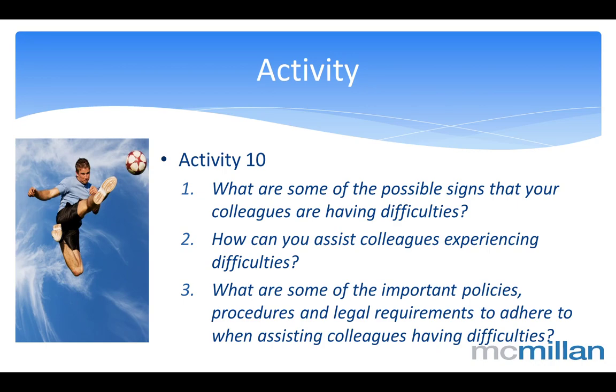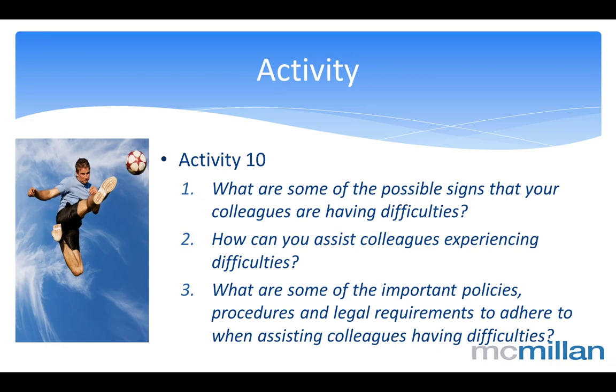So activity 10, what are some of the possible signs that your colleagues are having difficulties? So we've already talked about some of these, but just recap on this in your answers. Some of the possible signs that your colleagues are having difficulties might be things such as underperformance, slowness, asking a lot of questions, a lack of confidence in decision making. Those types of signals often give you the indicator that someone is not exactly comfortable with what's happening.